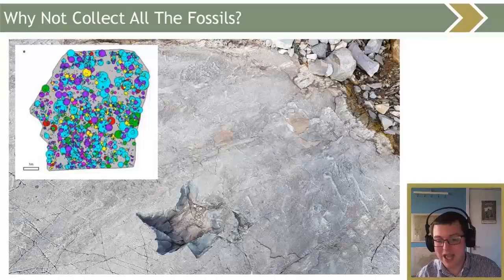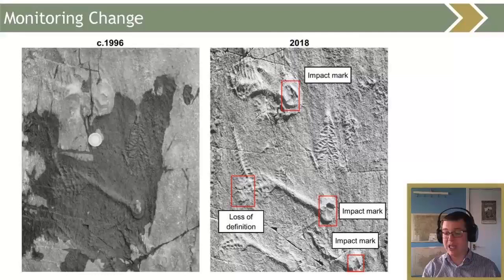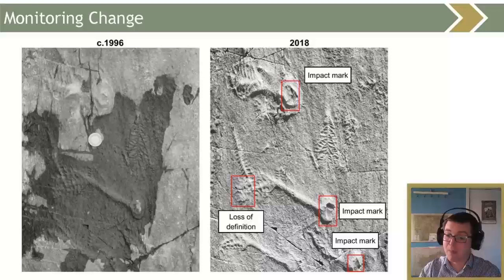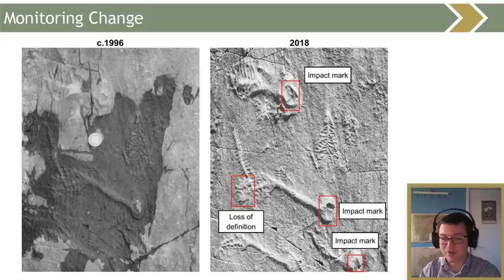Now, one of the first things we've been doing in the research at Mistaken Point on geological conservation is a monitoring program. We were very lucky to discover, in Memorial University of Newfoundland's teaching collection, some photographs from a field trip that had been done in the mid-90s. On the left, I show one of those photographs. On the right is exactly the same view from more than 20 years later, 2018. And you can see the difference that's happened.